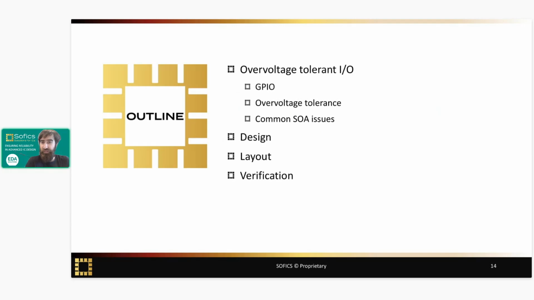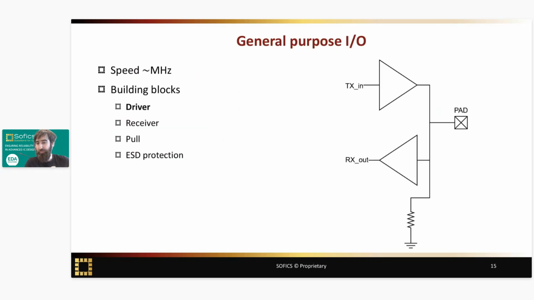So, overvoltage tolerant GPIO. First, let's explain what is a GPIO, what is overvoltage tolerance, and why do we need it? And lastly, what are the design challenges, which, spoiler, are mainly SOA issues. General purpose I/O is an I/O typically working at a speed in megahertz terms, be it 1, 10, 100 megahertz, which basically puts bits from the core onto a bus.